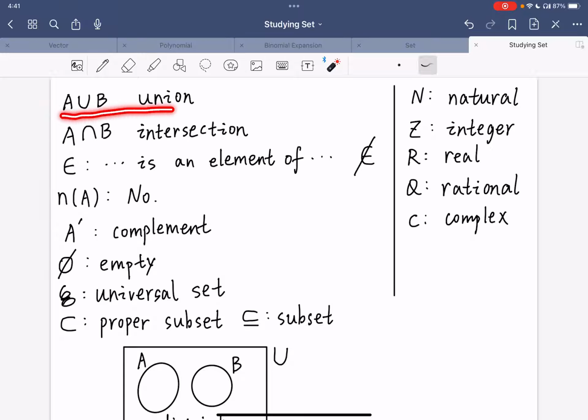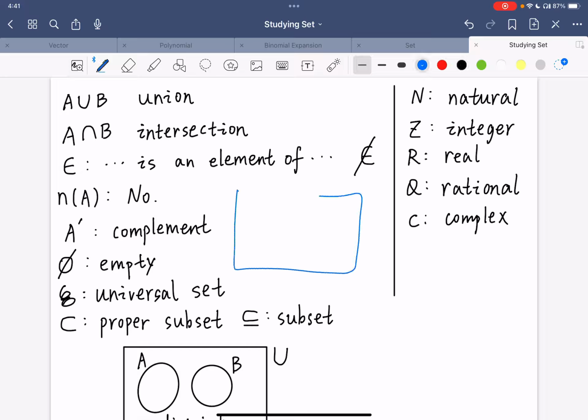So this sign means union. It looks like the capital letter U, right? Which means if we draw it on a graph, then unions simply look like this. So this is the circle A and this is the circle B. Strictly speaking, we need to say set A and set B. And you can clearly see that there are three parts within two circles, and the number two part is the overlapping part, right?